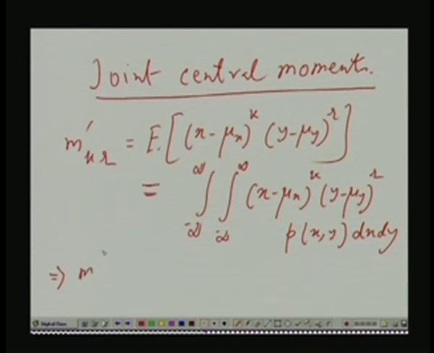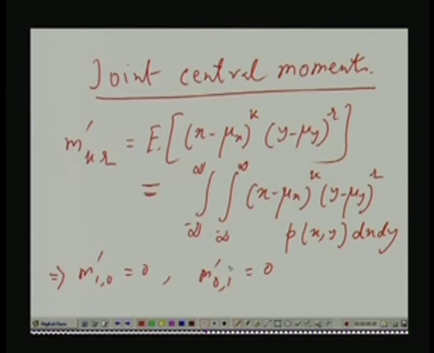So, you can easily see what is M prime 1 comma 0. y minus mu y to the power 0 is 1, x minus mu x, p x comma y, that we again write as before, p x and p y given x, p y given x integrated with respect to y from minus infinity to infinity will be 1, and this integral will be x minus mu x times p of x. Since the mean of x is mu x, that will be 0. So, this will be equal to 0. Similarly, M prime 0 1 also will be 0.